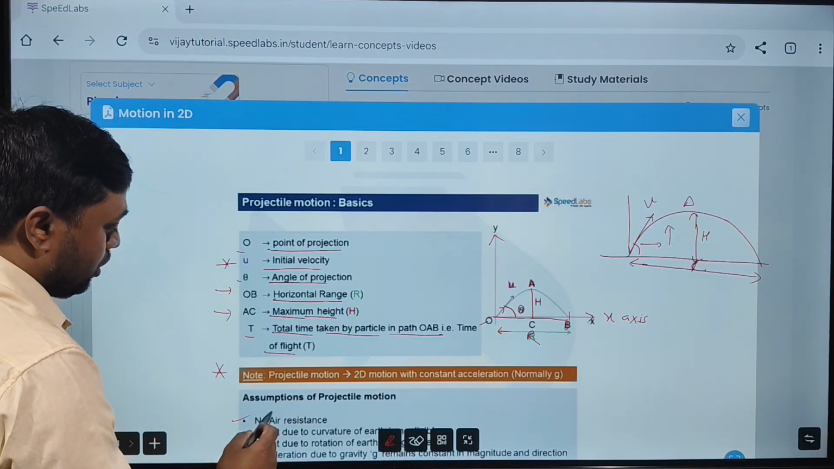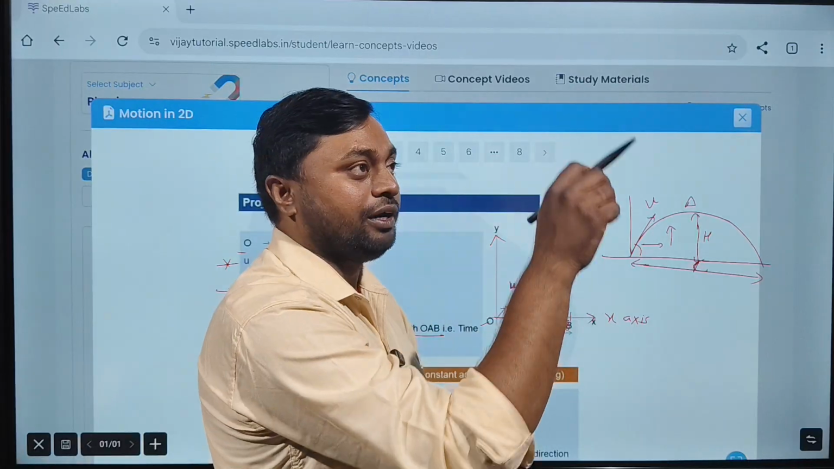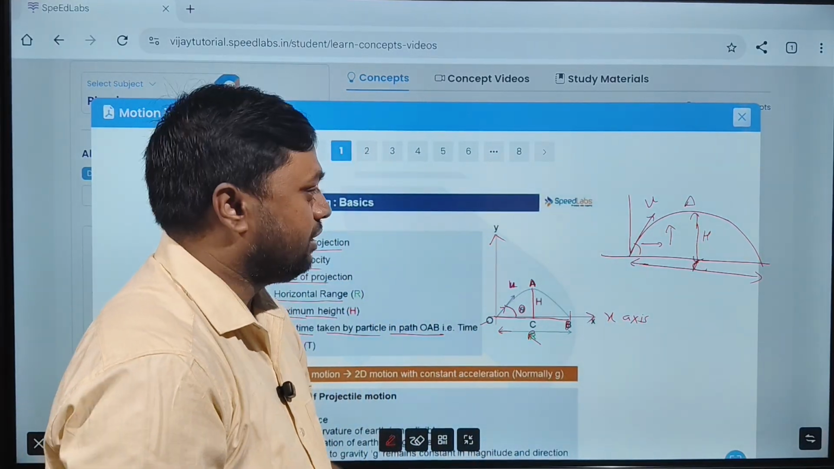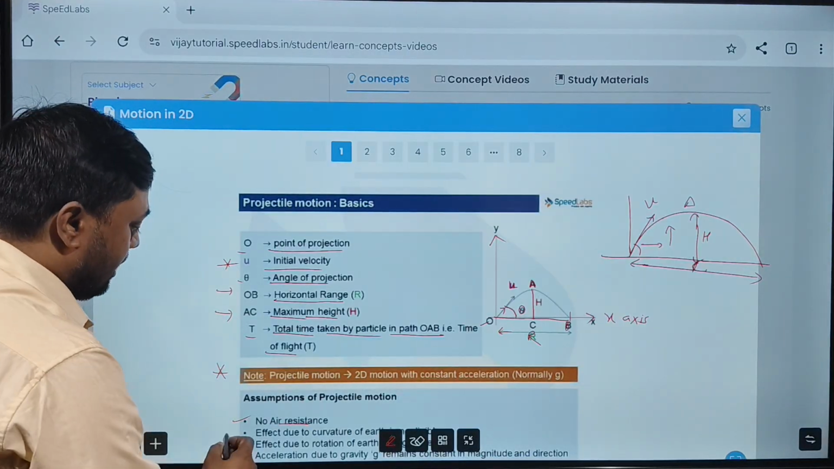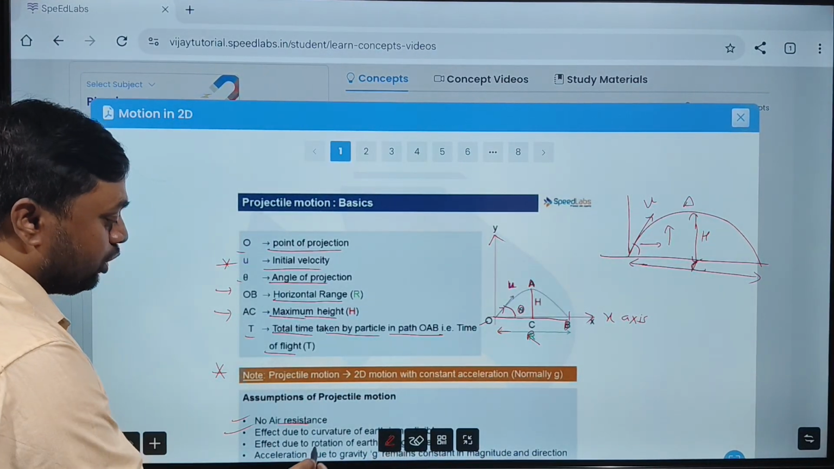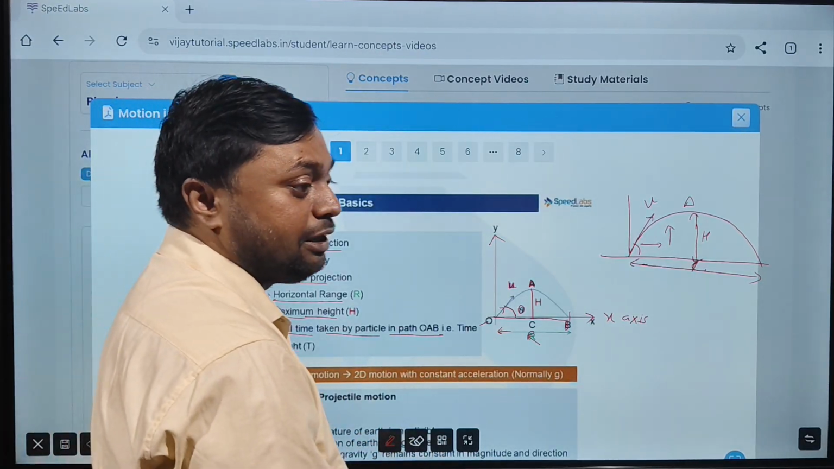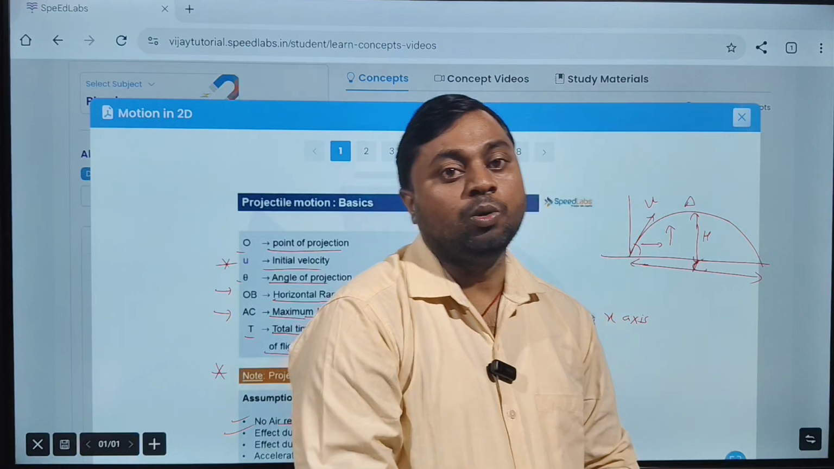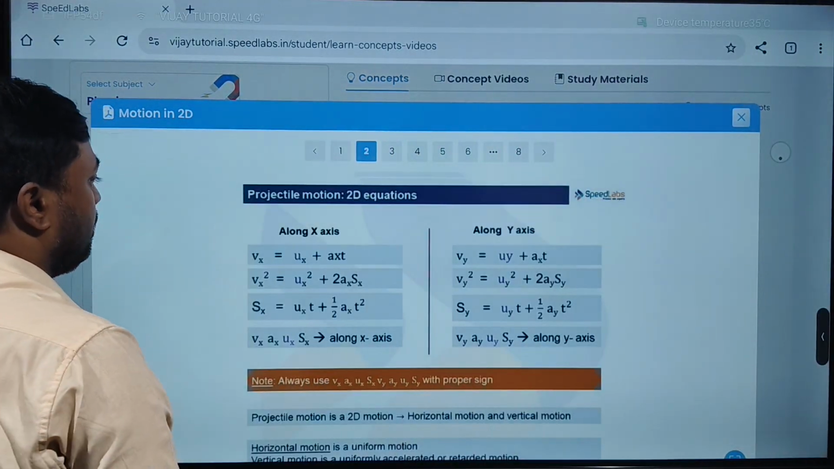Here we will take some assumptions while doing these concepts. No air resistance. We will neglect the air resistance when the particle is moving under gravity in two dimensions. The effect due to the curvature of the earth we are not considering. The effect due to the rotation of the earth also we are not considering. And acceleration due to gravity, g, remains constant throughout the motion. Yes or no?